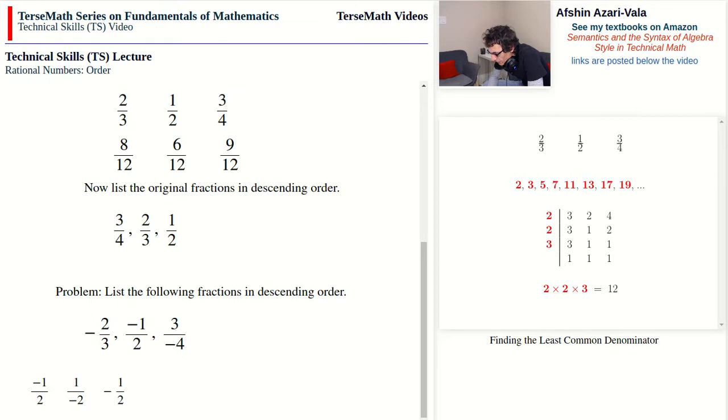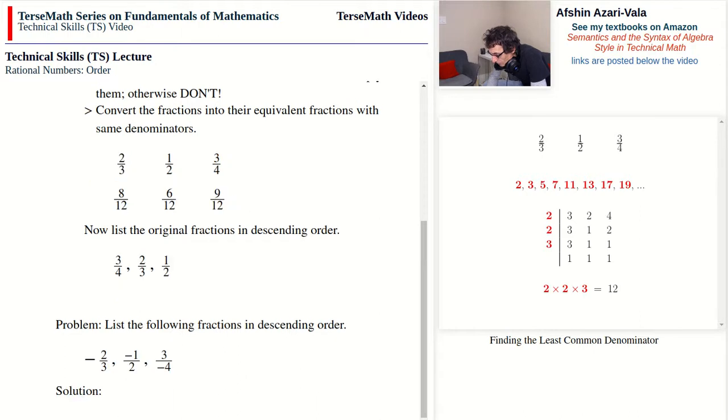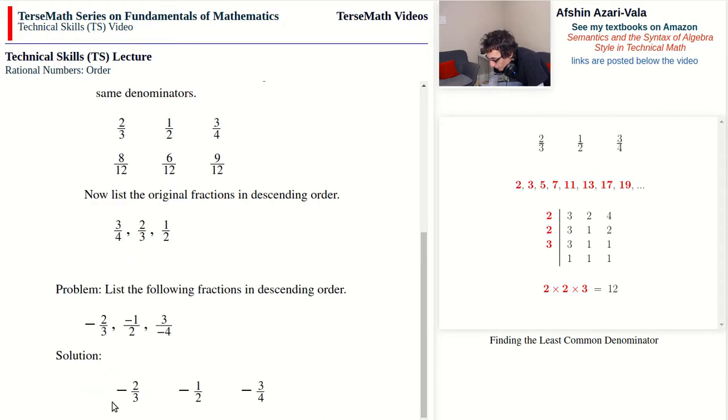Okay, let me get rid of these fractions. And now to solve the problem, I'll start by putting the negative signs on the side so that they're not so distracting. So I'll repeat the list with the negative signs on the left side. And again, now this is the same as the top problem.